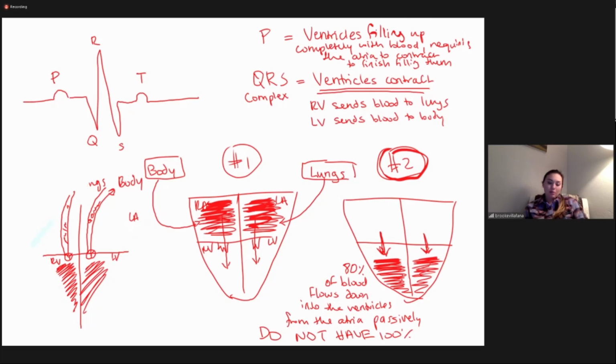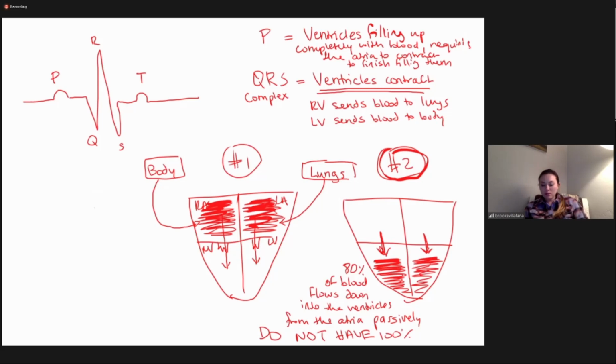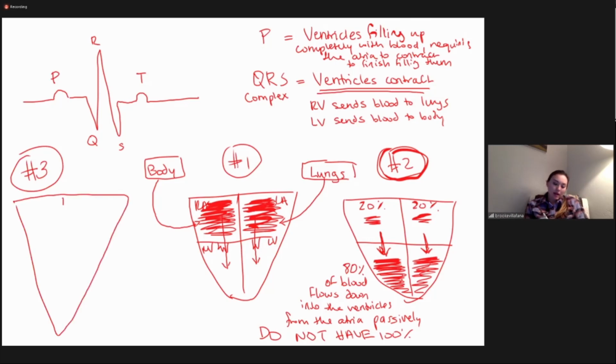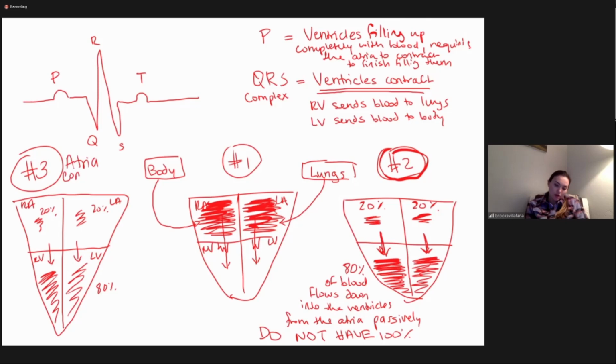So what we do in step number 3 is we're going to force this last little bit that's left. So this would be 20% up here, 20% up here. So in step number 3, the atria contract to send the last little bit of blood down. So right atria, right ventricle, left atria, left ventricle. And we said that 80% is down here, right? 20% is left up here. So in step number 3, the atria contract to send the blood down to the ventricles to fill them 100%.